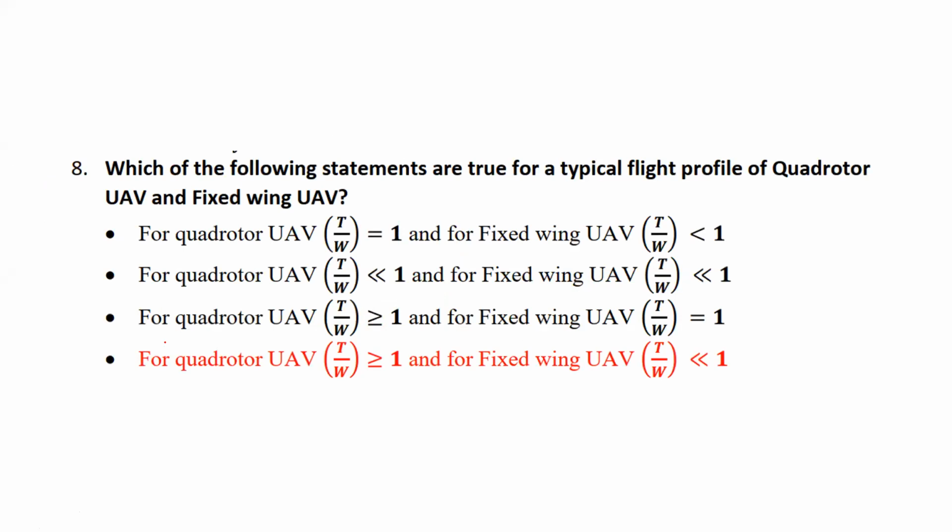Which of the following statements are true for a typical flight of quadrotor UAV and fixed wing UAV? Answer is 4. For quadrotor UAV, it's greater than 1, and for fixed wing UAV, it's less than 1. Now, for the fixed wing UAV, it's less than 1. How do we confirm that? Any test? Any confirmation test?